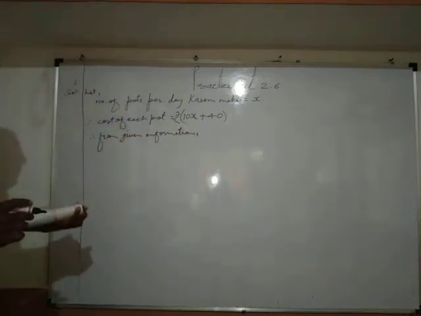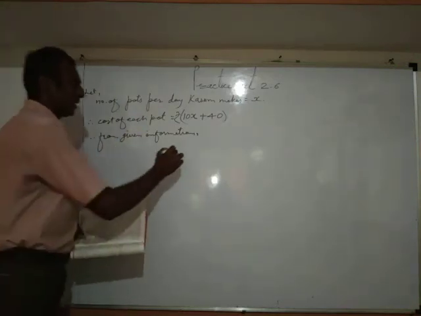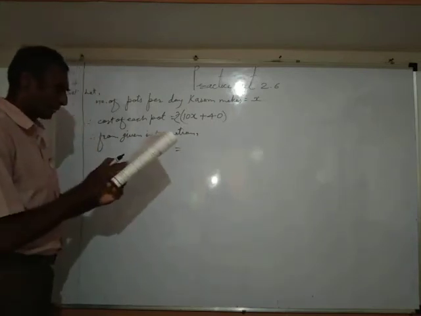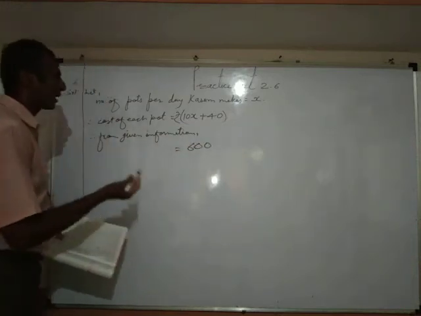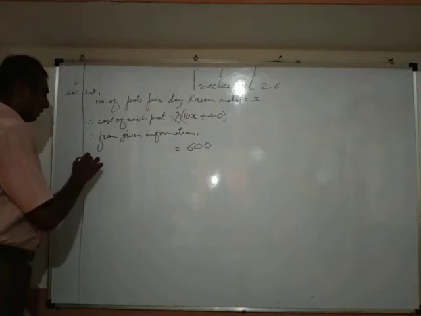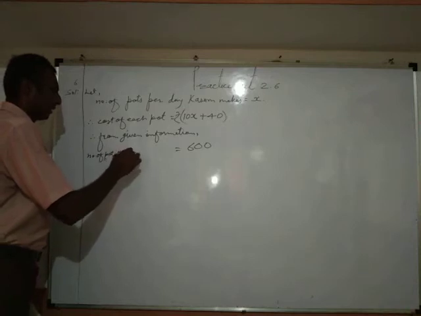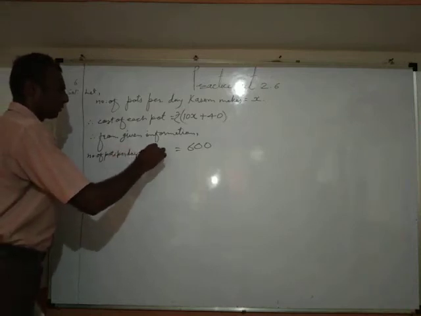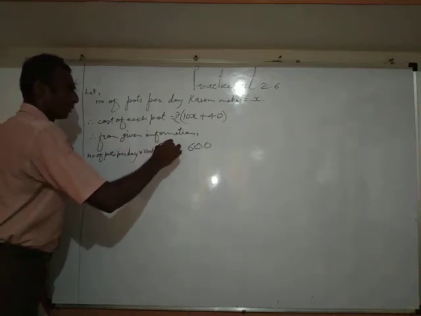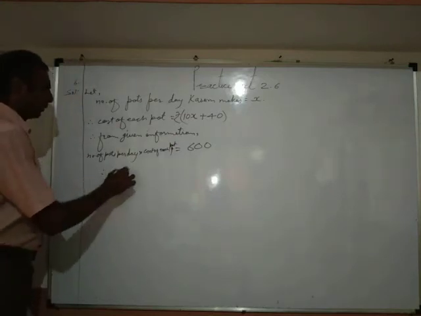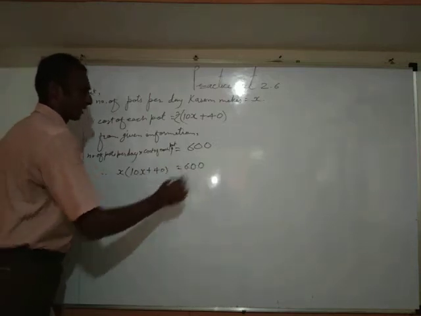cost of each pot per day equals rupees 600, production cost per day 600, and we know that production cost equals number of pots per day into cost of each pot. Okay, and therefore the equation will be x in bracket 10x plus 40, that must be equal to 600.